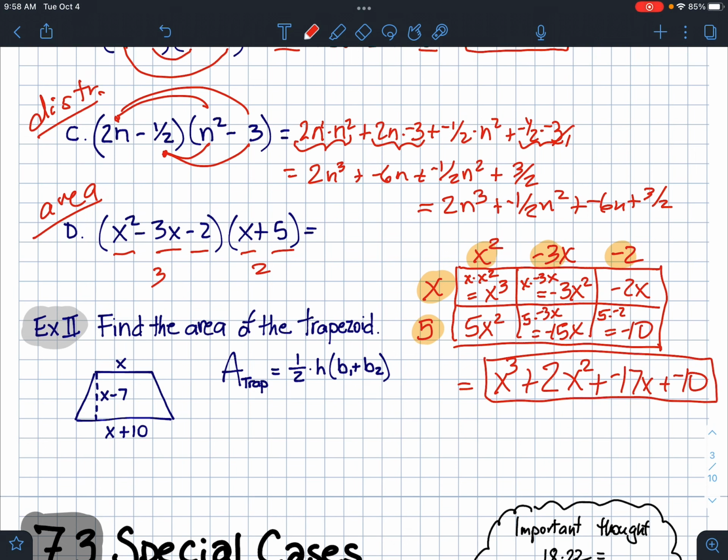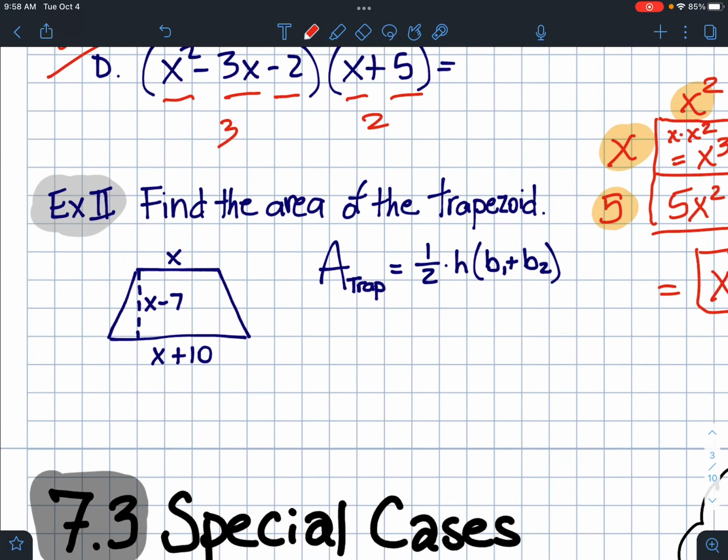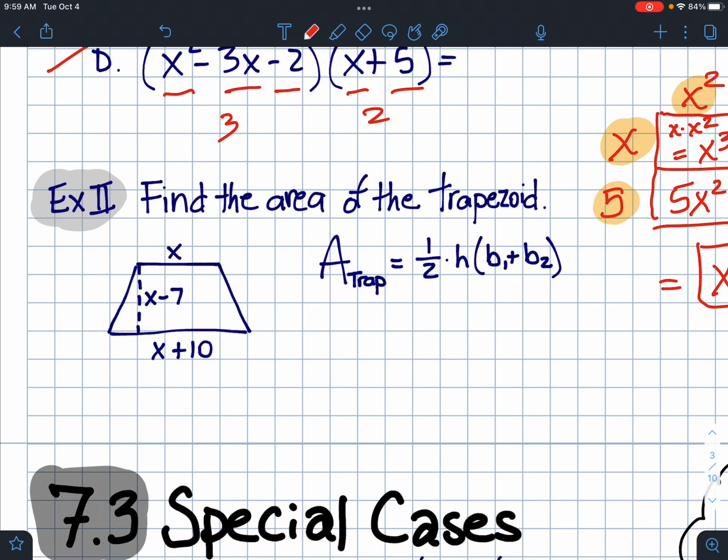All right, and here's a situation of where we might use this in the world of geometry. Example 2, I'm just going to set this problem up and then show you just kind of how it works and what method we could use on it. It says find the area. This trapezoid is labeled with a bunch of variable terms. So here I've got a distance of x. This distance on the bottom is 10 more than x, and the height is 7 less than x.